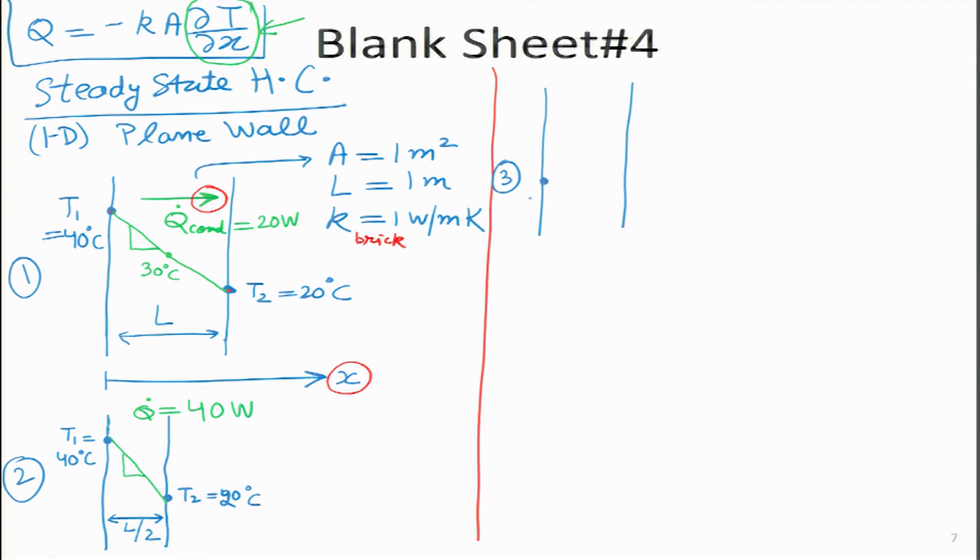So, over here T1 becomes 20 degrees, which is low, and over here T2 becomes 40 degrees. Everything else remains the same. So, the thickness of the wall is again L, material is again brick, the area is 1 meter square. So, let me first draw the temperature profile across over here. So, now the slope will look like this.